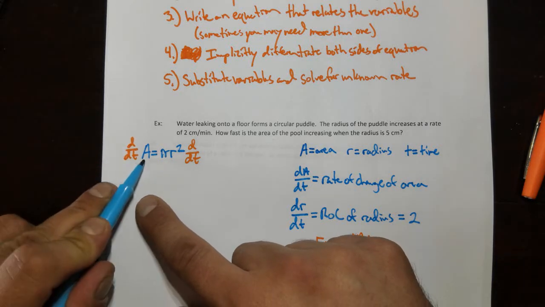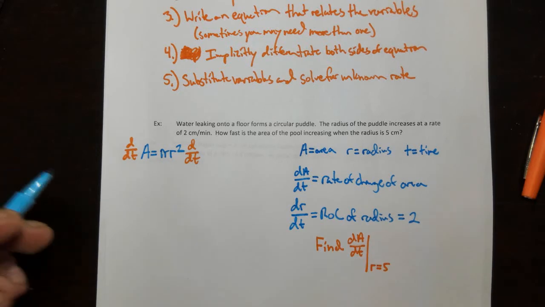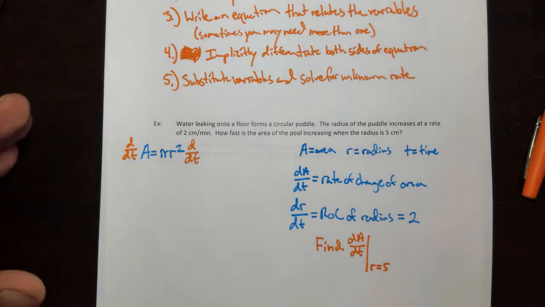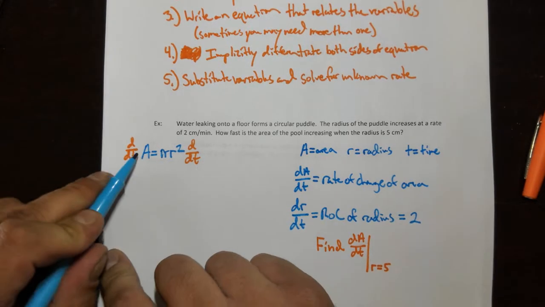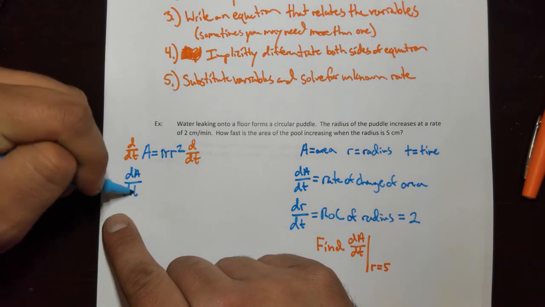So d/dt of A, well, A is just a variable, so what's the derivative of A? It would just be 1, right? And then we need our dA/dt. So the derivative of A is just dA/dt.